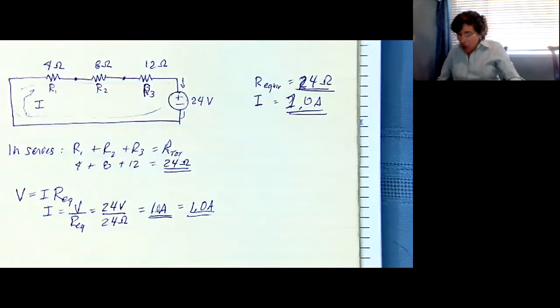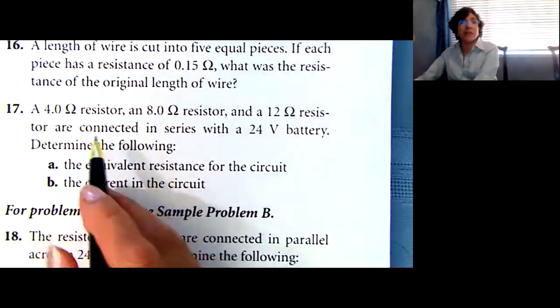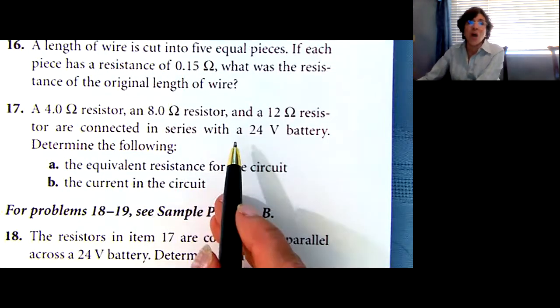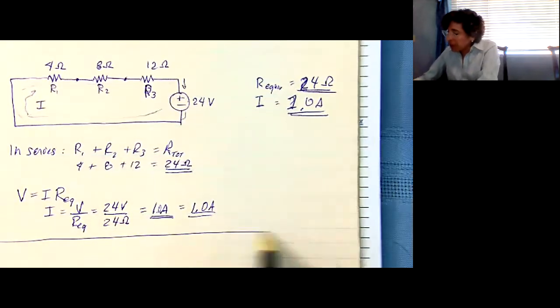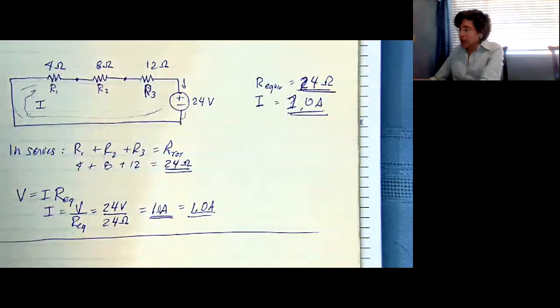All right, so all we had to do was take a look at what they're asking for and draw a picture. It's always easier to draw a picture. So that's all we have for practice A. Let's look at practice B.